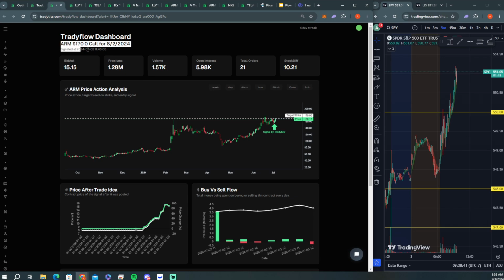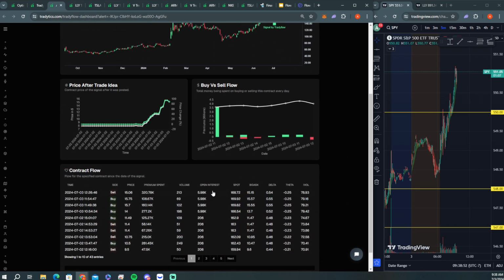So this one was an ARM 170 call for August 2nd. It kind of shows you on the daily chart where it was triggered, at about $160 per contract, or sorry, 160 price on ARM.